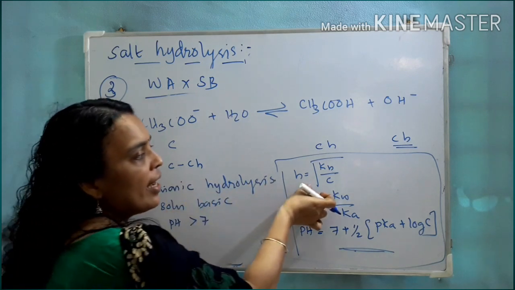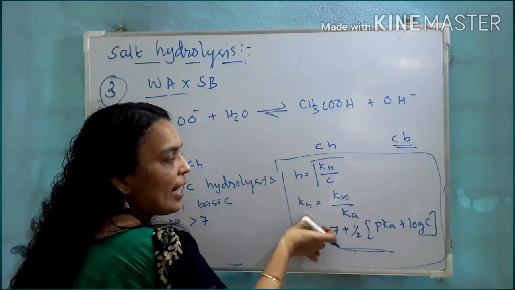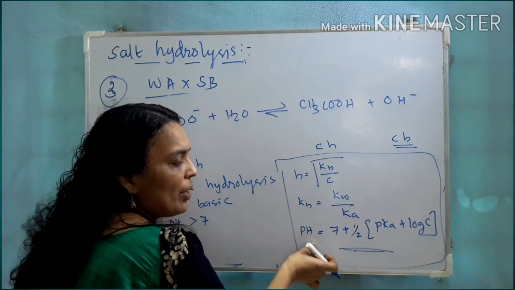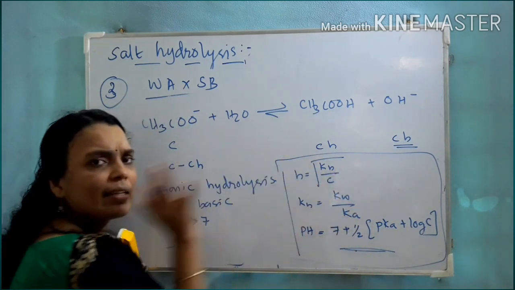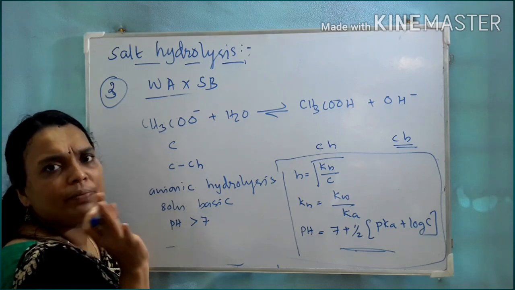Anionic hydrolysis: h is equal to root of KH by C. KH is equal to KW by Ka. pH is equal to 7 plus half into pKa plus log C. So this is the basic thing that you have to identify.